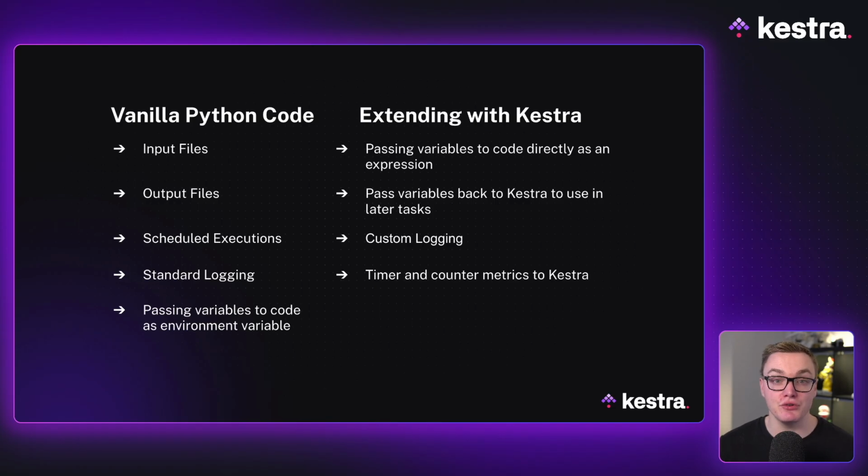And lastly, you can do timer and counter metrics inside of your Python code too. So if you want to time how long a function took or count how long something went on for, you can send that data back to Kestra, instead of as an output, this time as a metric to view under metrics, which makes it a little bit easier to view what went wrong and compare it to different executions. So to summarize, there is loads you can do with Kestra, and the key takeaway here is that you can run your code straight away without any modifications.